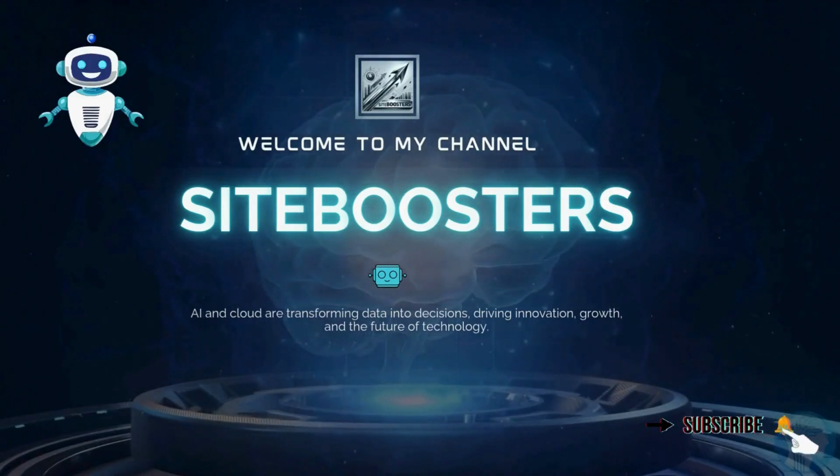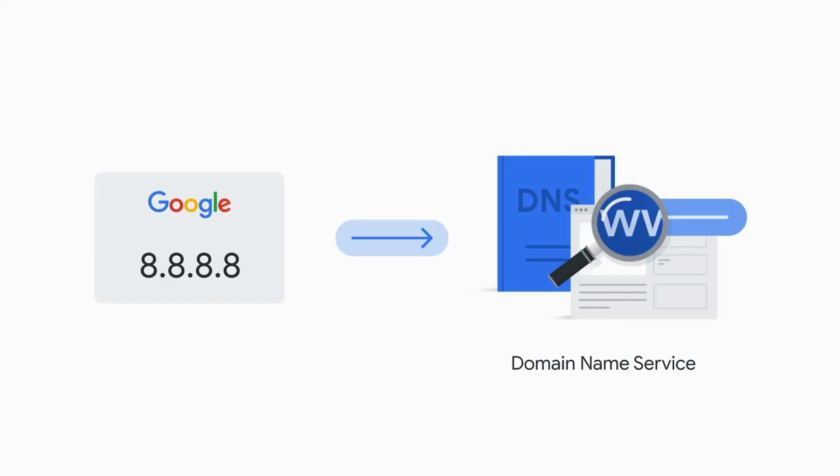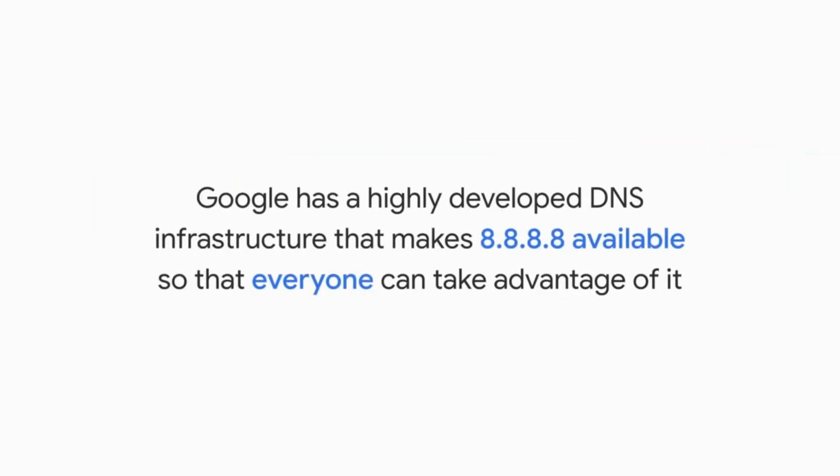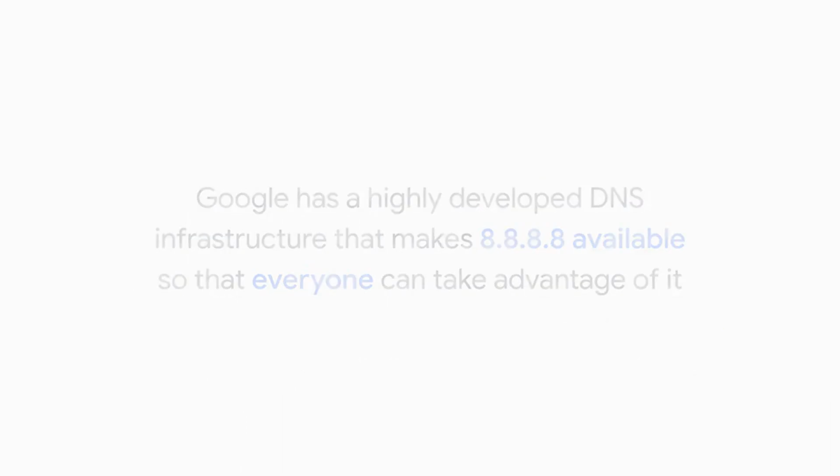Let's dive right into the video. One of the most famous free Google services is 8.8.8.8, which provides a public domain name service to the world. DNS is what translates Internet host names to addresses, and as you might imagine, Google has a highly developed DNS infrastructure. It makes 8.8.8.8 available so that everyone can take advantage of it.